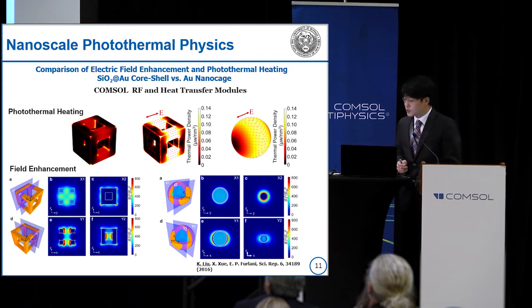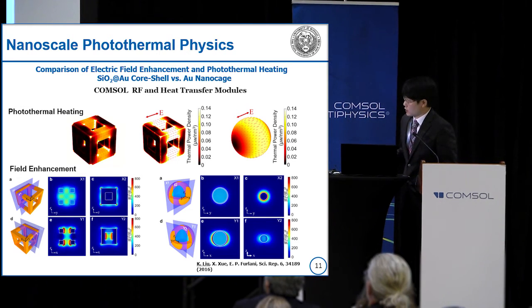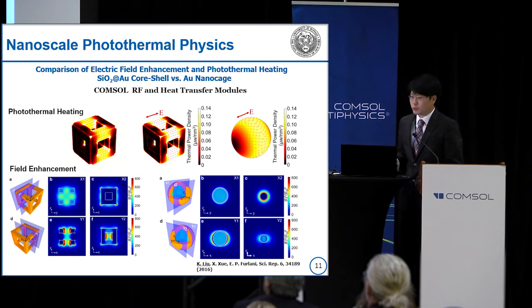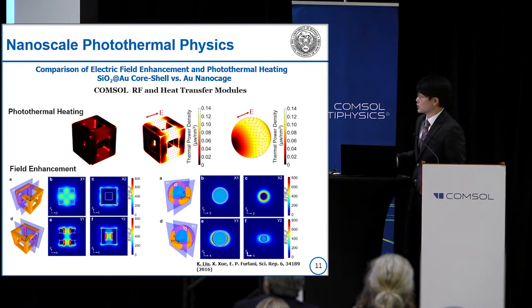So this slide is showing a comparison of the local field enhancement profile and the thermal heating profile of two of the most popularly used colloidal nanoparticles, which are the nanocage and core shell structures.